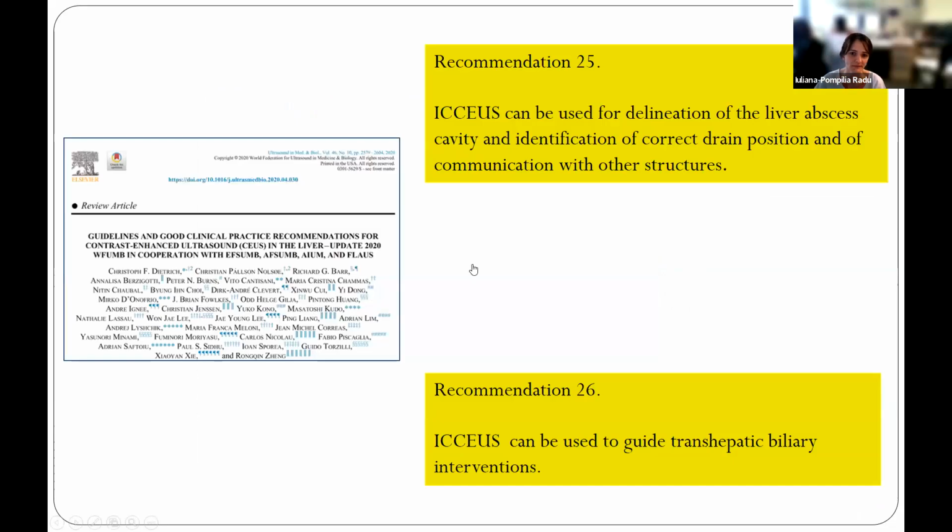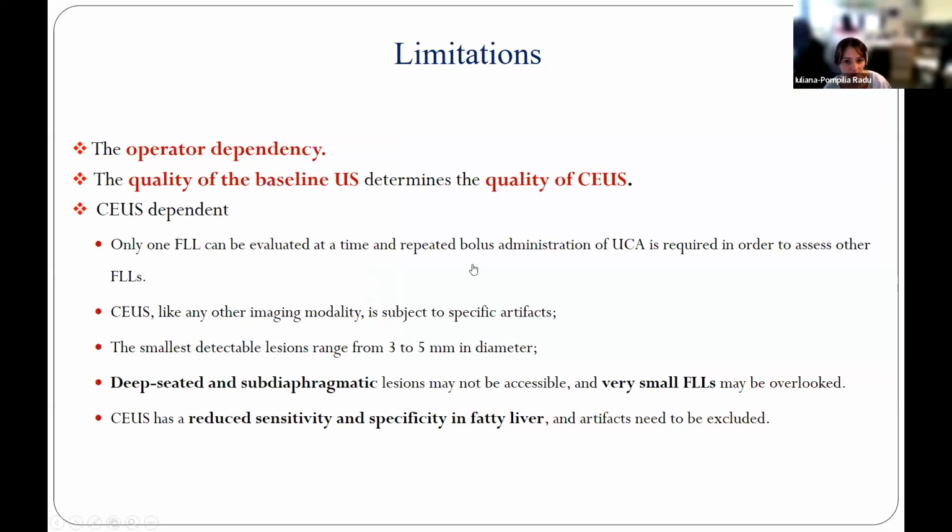Okay, so it is recommended to be used to delineate the liver abscess and for the identification of the correct drain position. It can also be used in transhepatic biliary interventions, but due to the lack of time, I didn't discuss this part. However, you have to know that there are limitations and it's very operator dependent.